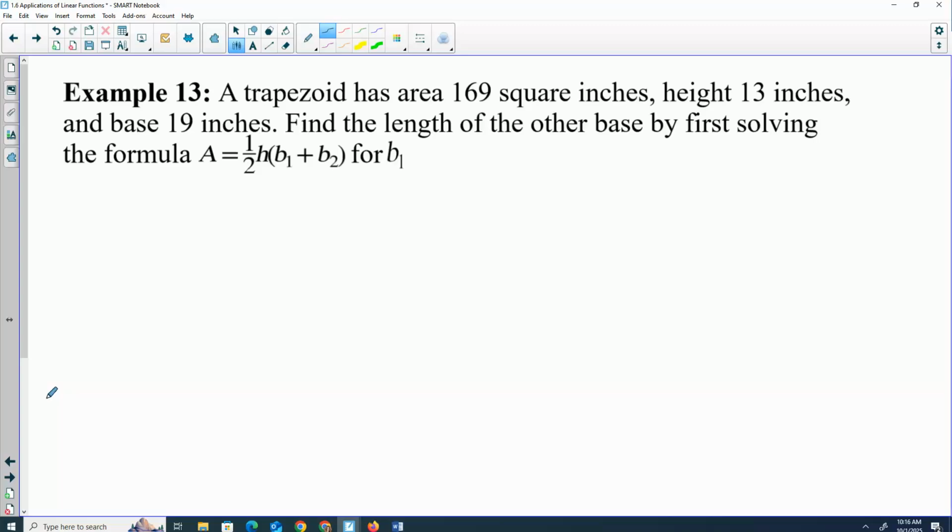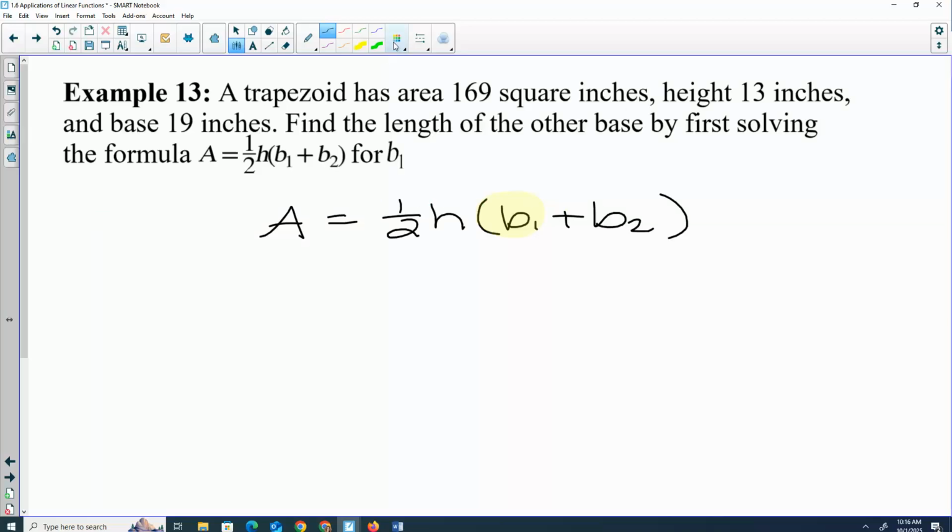It tells us a trapezoid has an area of 169 square inches, a height of 13 inches, and a base of 19 inches. Find the length of the other base by first solving this formula for B1. So I'm asking for two things here. First, I want you to solve for B1 in this formula. So I have to get that B sub 1 by itself. Alright, so think about that.